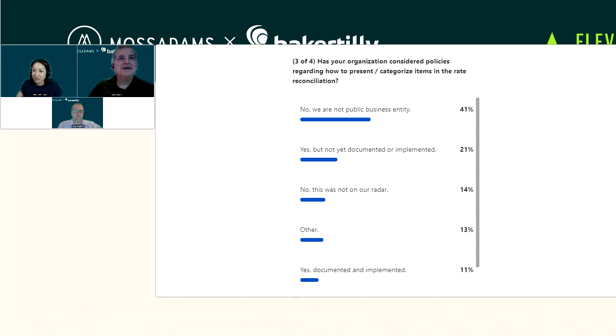All right, how has your organization considered these policies? Oh, 10% yes, have documented and implemented. That's great. Yes, but we have not yet documented and implemented, 21%. No, this is not on our radar. No, we are not a public business entity, and other. So, interesting results, not unexpected.